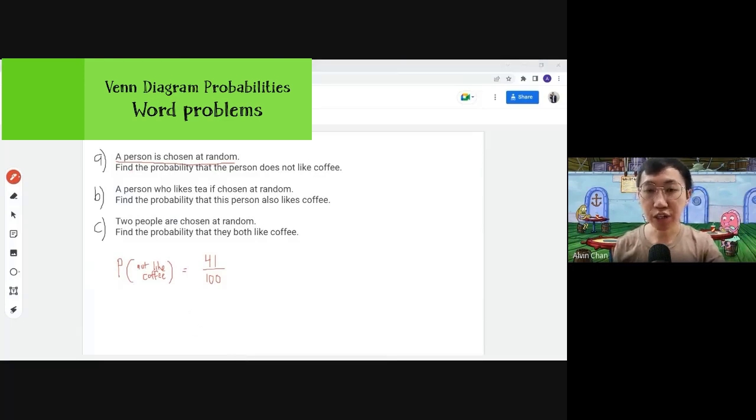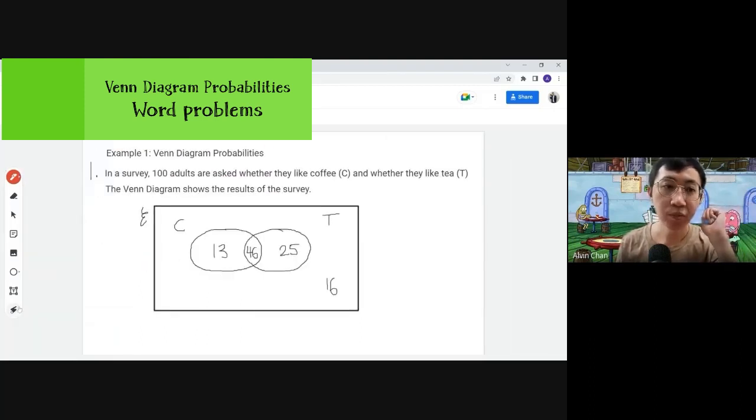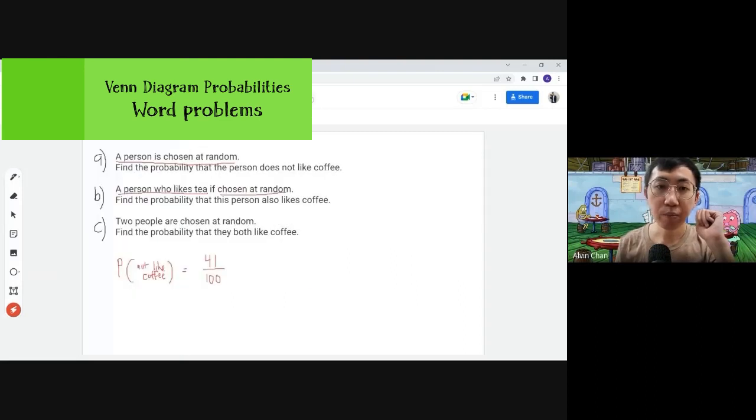B, again, the trick is to highlight the first sentence. A person who likes tea is chosen at random. So now it's a different category. Not everyone is being interviewed right now. Not 100 people anymore. It's only those people who like tea. I interview them. Okay, I question them using a microphone. So let's look at how many people are interviewed. In the tea category, how many people are interviewed? Yeah, 71 only. This one I never interview because I asked the tea people only. So this one cannot count. This one cannot count. All right.